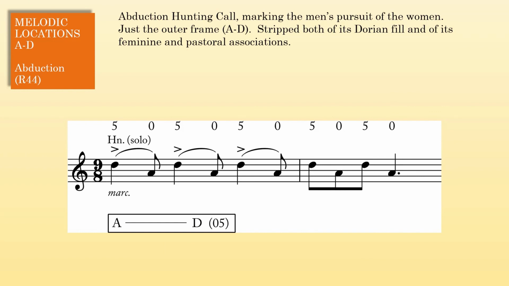Like these feminized pastoral melodies, the abduction hunting call lies within an AD frame. But the frame is stripped both of its Dorian fill and of its feminine and pastoral associations. Instead, it marks the men's violent pursuit of the women whom they hunt as prey.